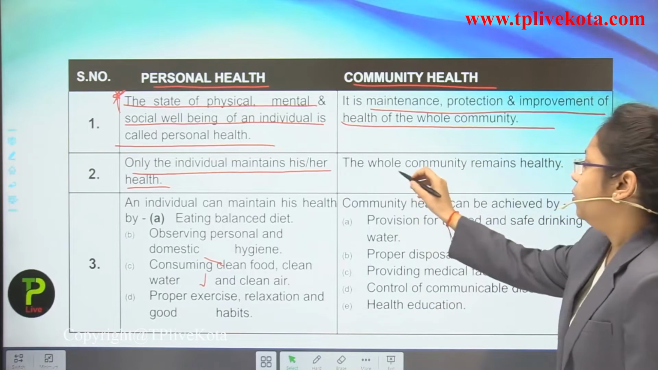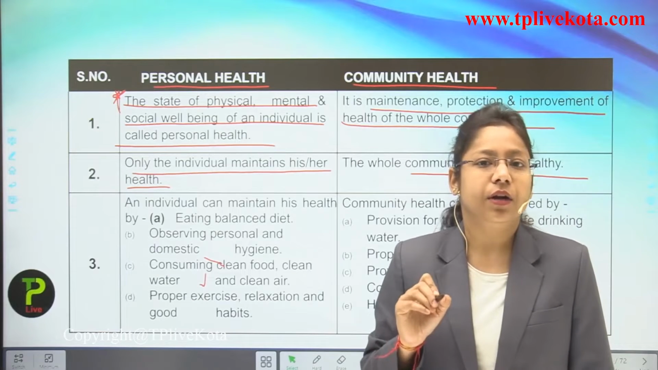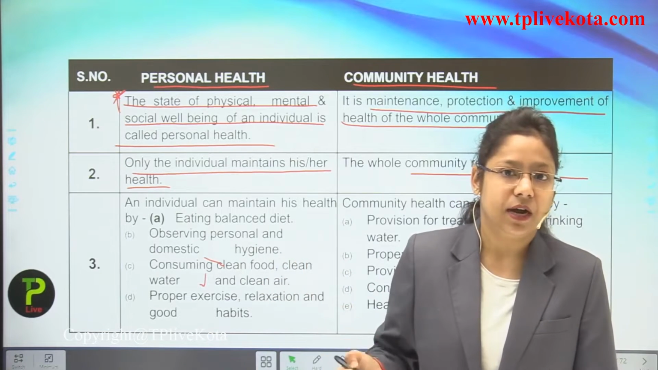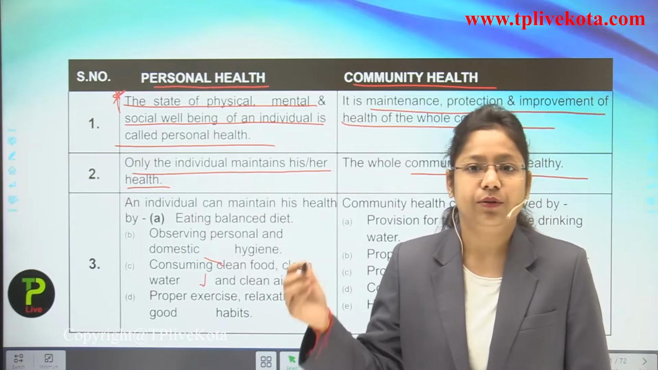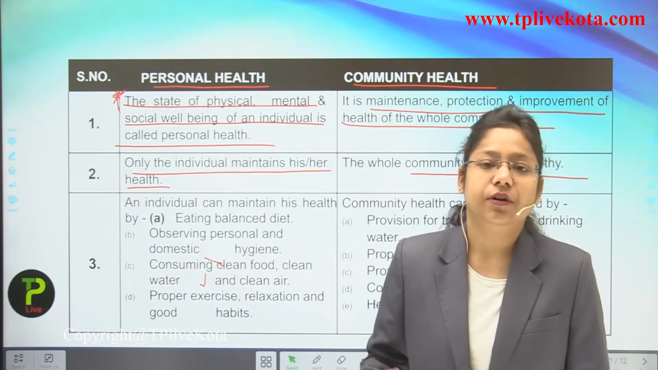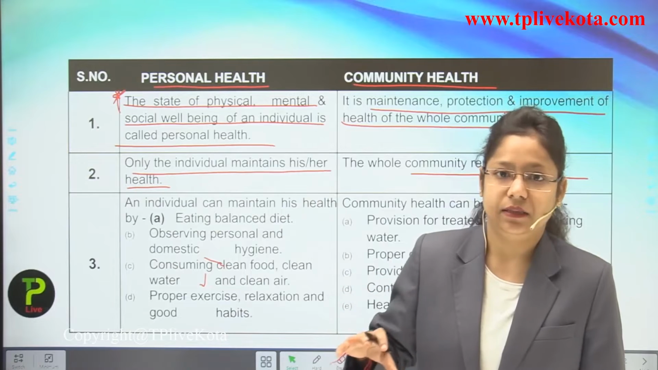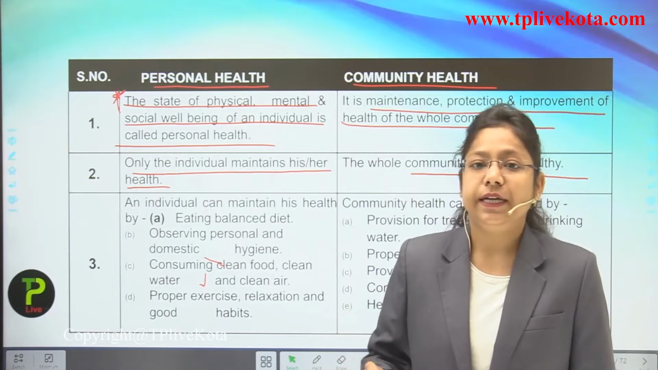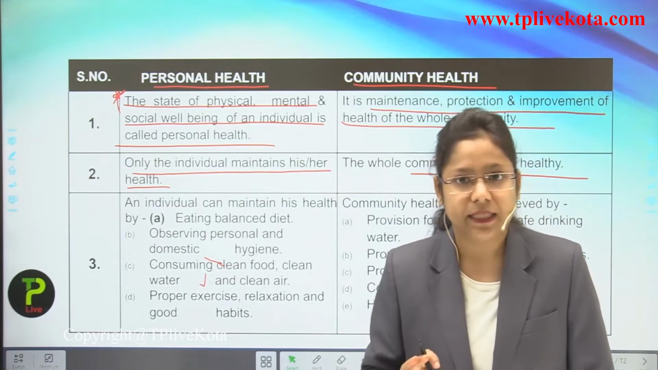But how does the whole community remain healthy? If you are a good yoga master, then you can motivate other people also: come to the garden, do yoga with me. Or you can motivate other persons to take a regular walk morning and evening. This is motivational work which we can do to motivate other people to maintain their health. If they are too obese, then we should advise them not to eat oily food. They should stop it so that they remain healthy forever.